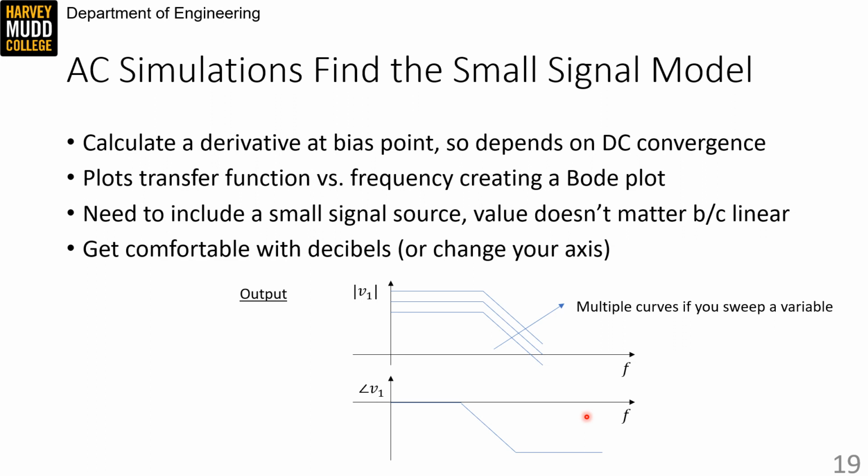The output of an AC simulation will look like a Bode plot of some variable in your circuit. So you'll be evaluating, say, V1 at many different frequencies. And if you sweep a variable, you'll get a family of curves on your AC result.